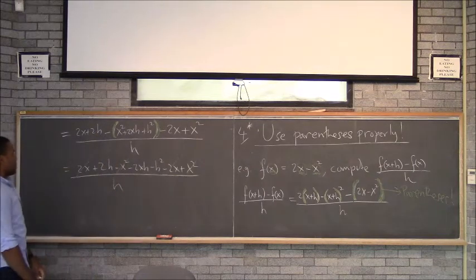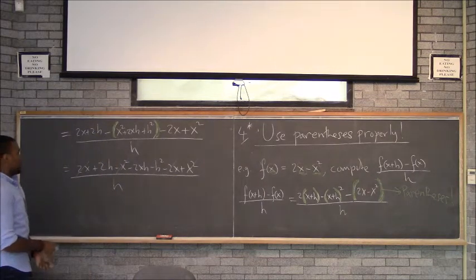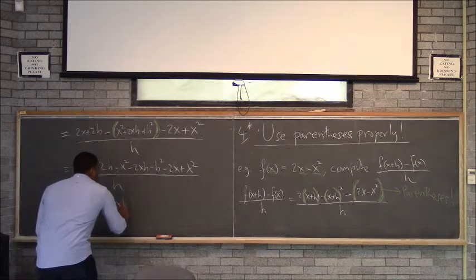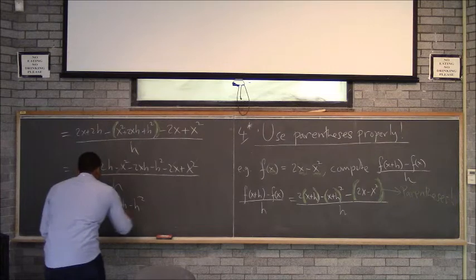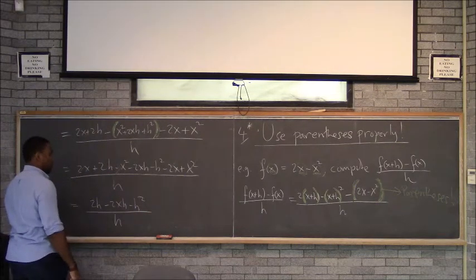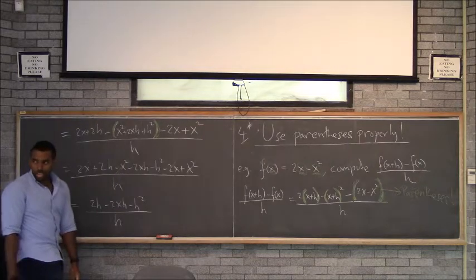Can we do anything else? Okay, so now we have 2h minus 2xh minus h squared all over h. So now we can cancel this h? No, you cannot cancel across the sum.